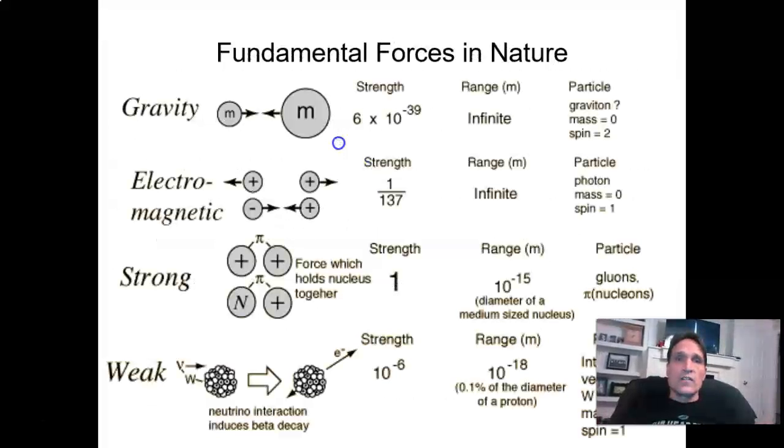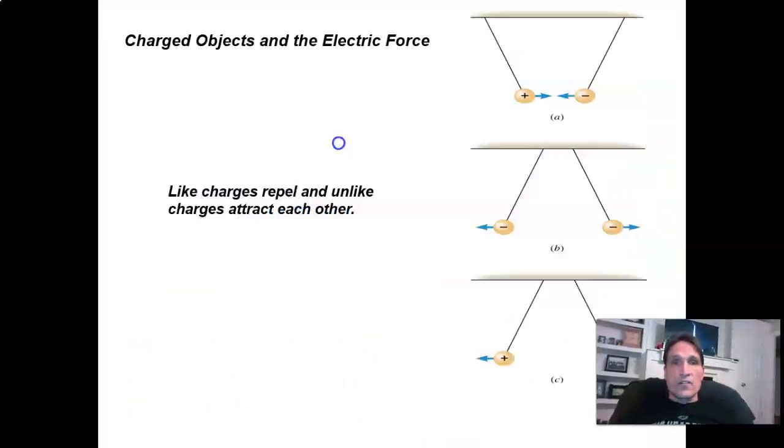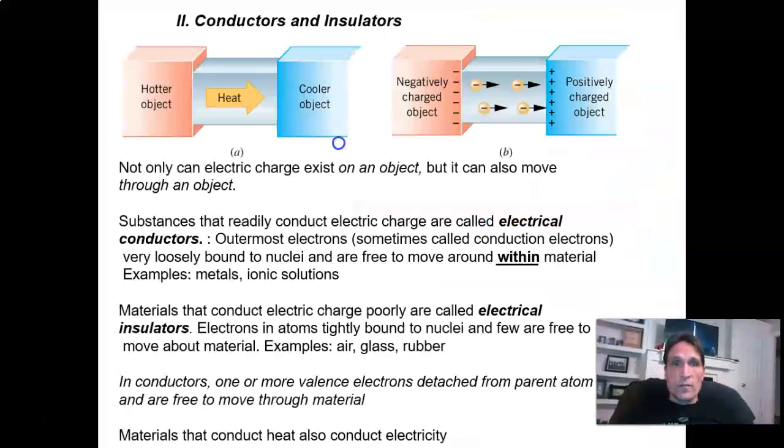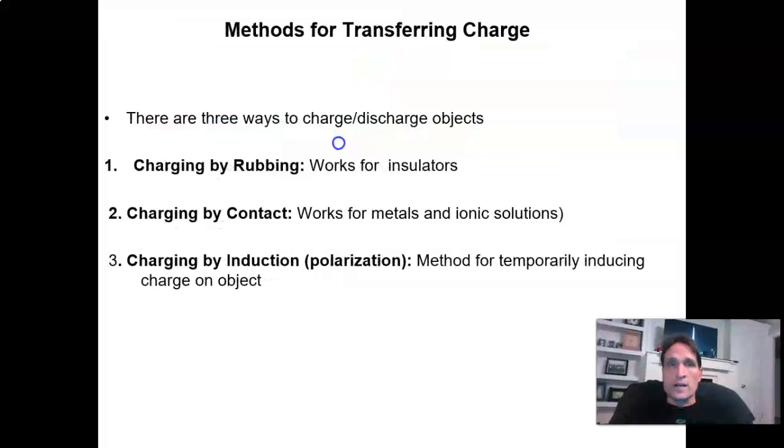Then we discussed a little bit on conductors and insulators. Remember, conductors are materials that electrons can flow freely through. Insulators are materials in which the electrons are tightly bound to their native atoms, in which they are not able to move and conduct electricity.